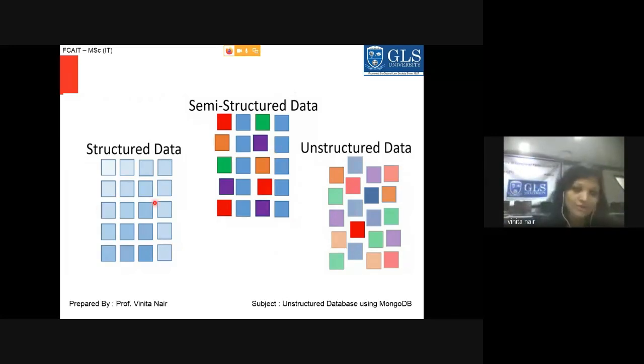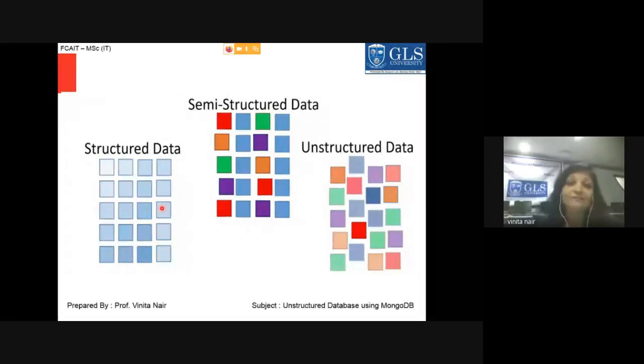Structured, as Krishna told, means they have a particular format, like our RDBMS, okay? You all know about relational database systems. For example, if I have a student table, I have to generalize my columns as enrollment number, name, gender, course enrolled, and so on. So in an RDBMS database, I should have a particular format.